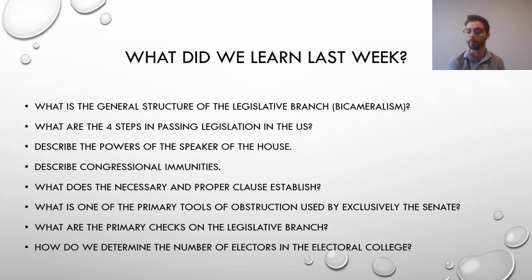And then how do we determine the number of electors in the Electoral College? Because remember, 270, that number we need to have a president win an election in the Electoral College. That is made up of total House representatives plus senators plus the lucky 3 in DC, because we need to give them some representation. So that's a little bit of review. Now let's keep going.